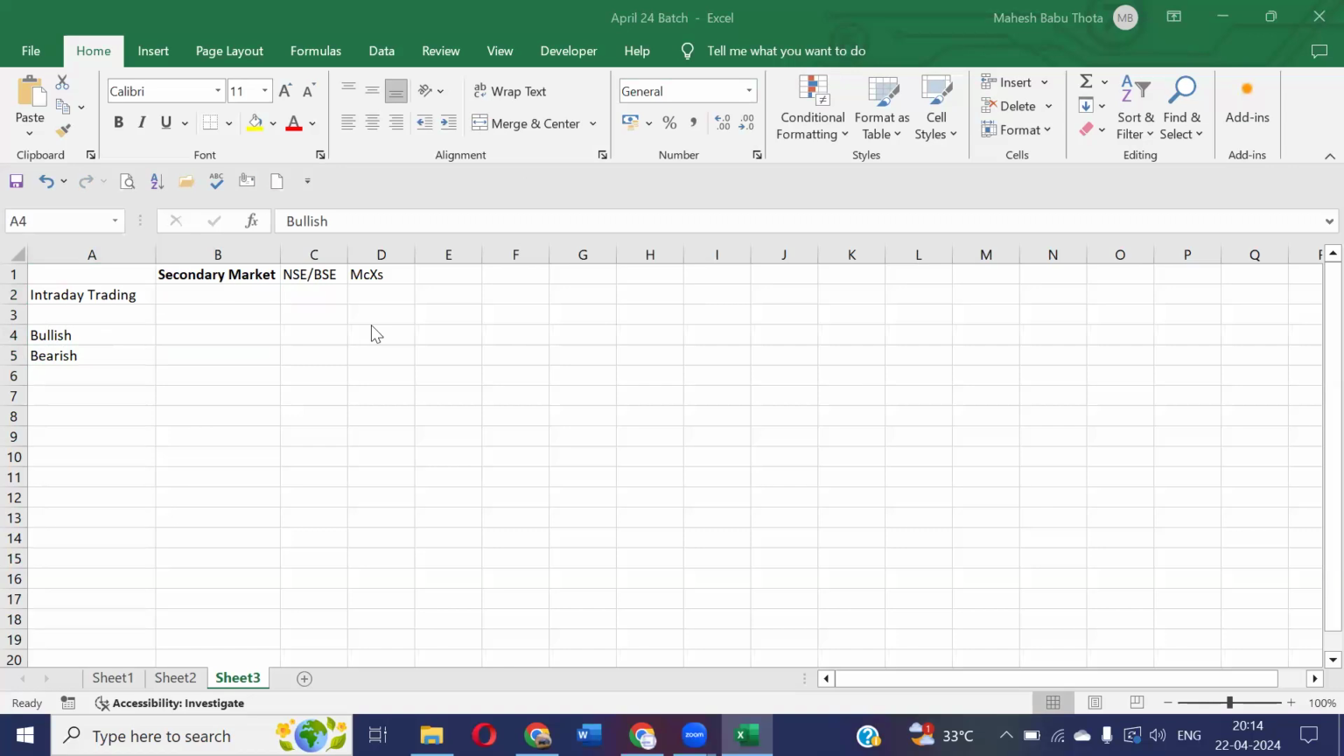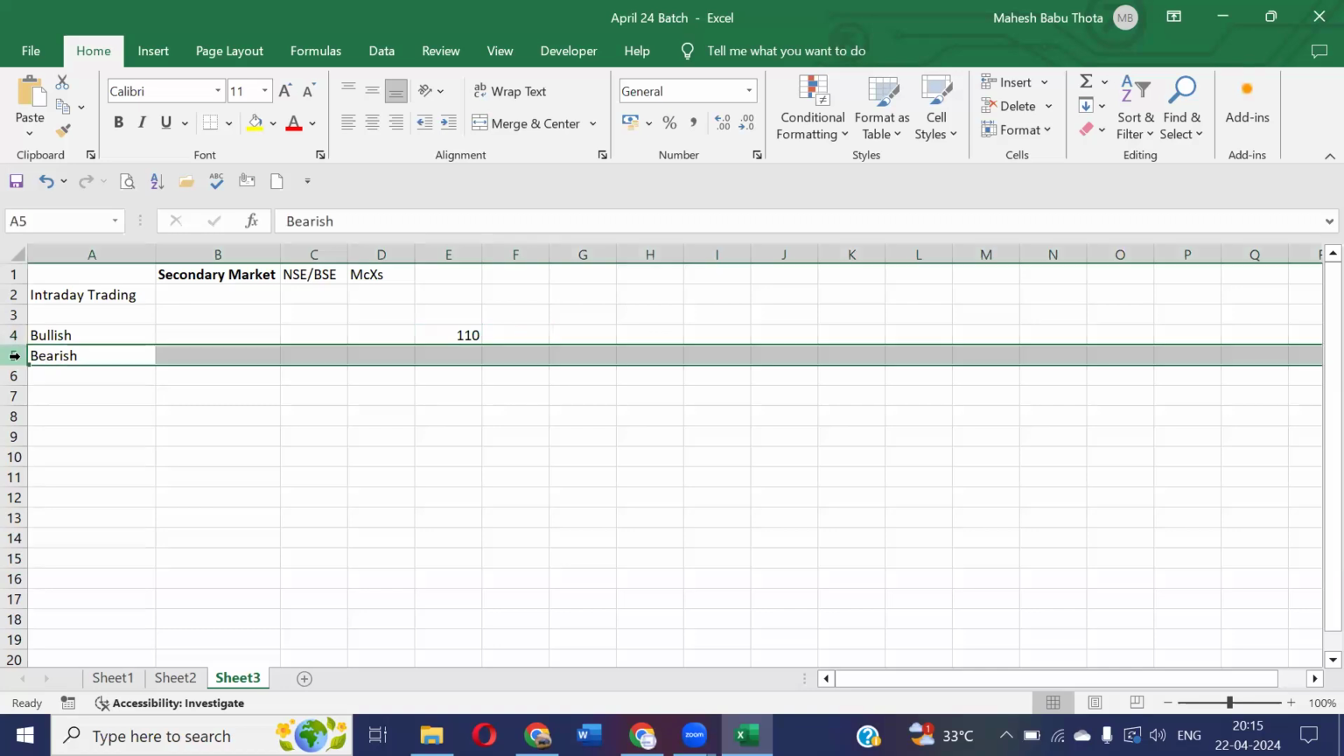Bullish means we will always take a long position because we expect the price will go up. Suppose today the market price started at 110 rupees. We expect that the share price of this security will go up to more than 110, like 111, 112, 113. If we expect that the price of the security is going up or increasing, that is what we call a bullish market. Bearish means we expect that the price of the security will go down. Understood? Is everyone understanding?